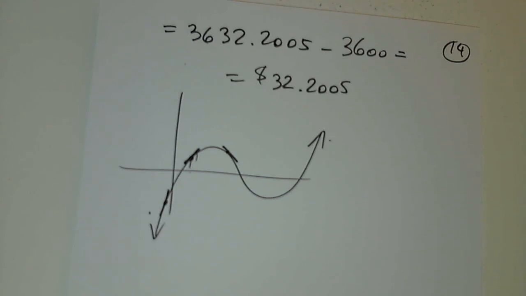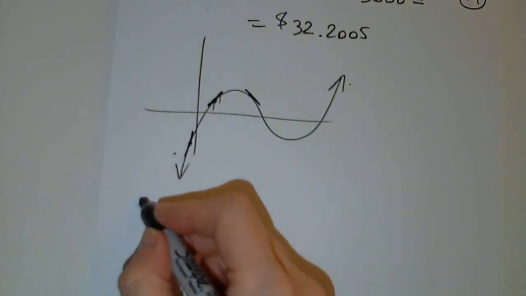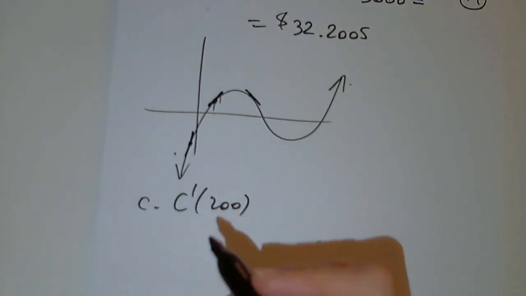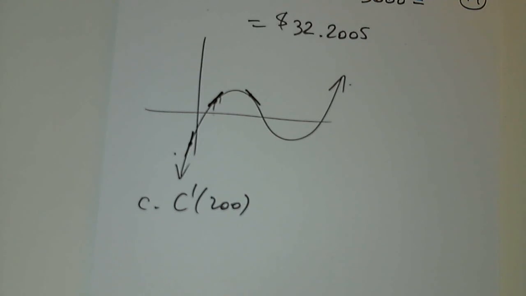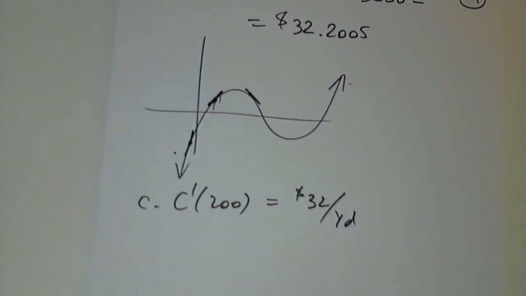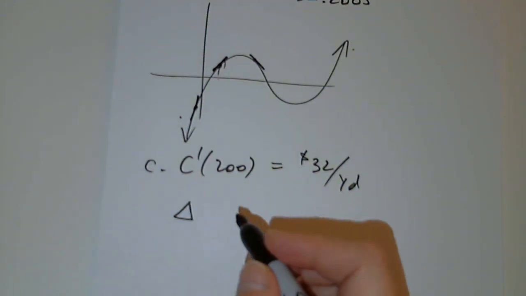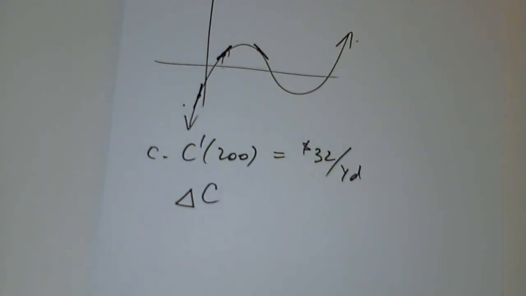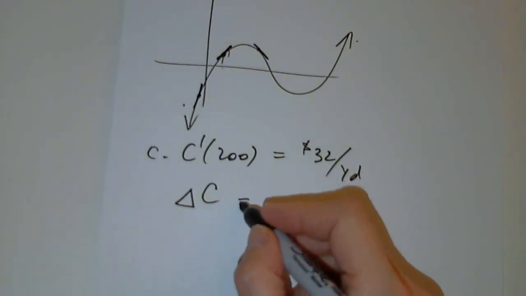Final question here. We have part C. I know I have one more minute. Compare C prime of 200. We are comparing C prime of 200 with the cost of manufacturing the 201st yard. So this was a 32 per yard. And the other one, we were going to call it delta C, the exact.